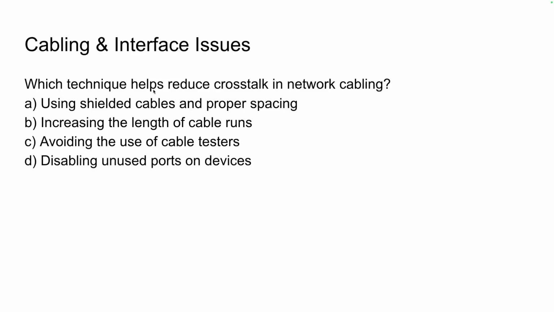Which technique helps reduce crosstalk in network cabling? Using shielded cables with proper spacing, that's pretty solid. Increasing the length of cable runs, no, that's not it. Avoiding the use of cable testers, that's definitely not it. Disabling unused ports on devices is like security hardening, so this has nothing to do with reducing crosstalk. So using shielded cables with proper spacing would be the answer.